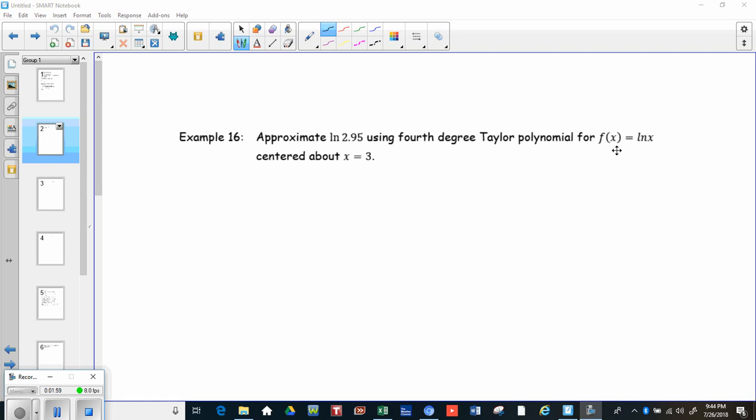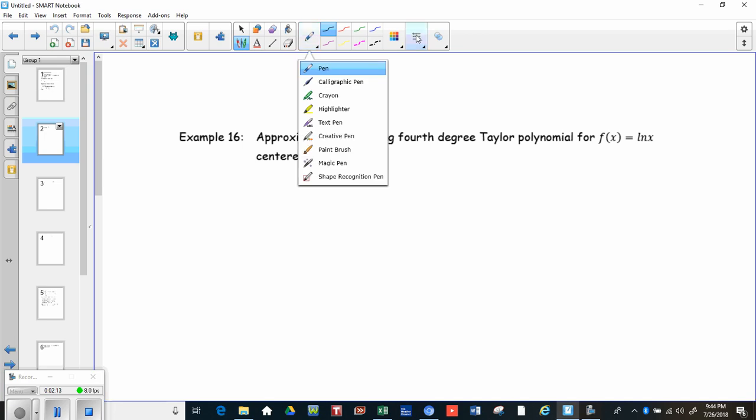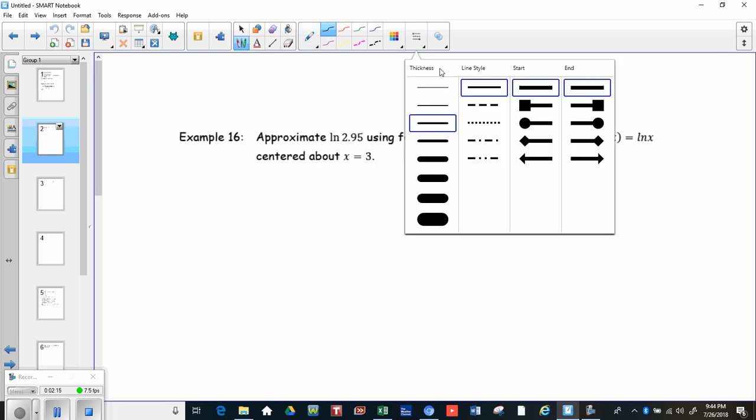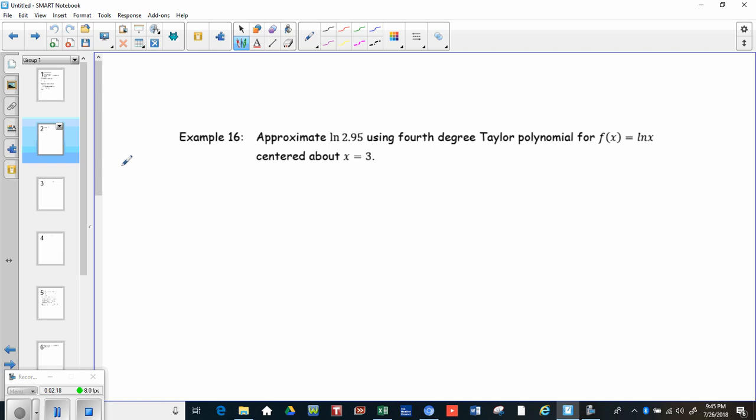It'd be really nice if it was a Maclaurin one, because I think we've already done the natural log of x for that, but we don't have it. It's a Taylor, so we have to develop this thing. So if you guys remember, you start off with the function at the center. So f of 3, plugging 3 into ln of x, is ln of 3.